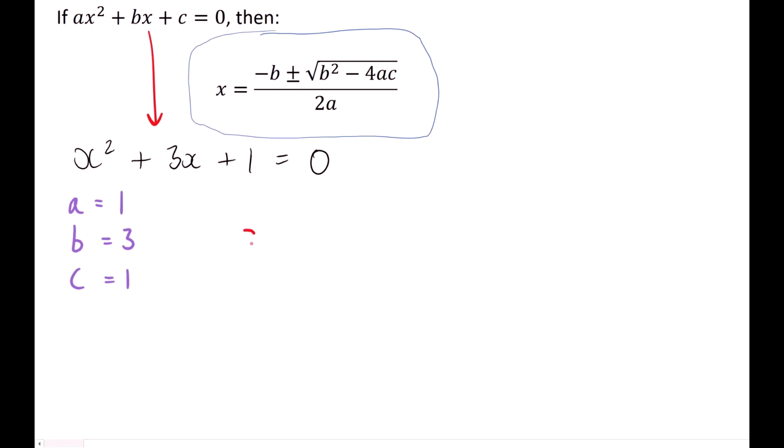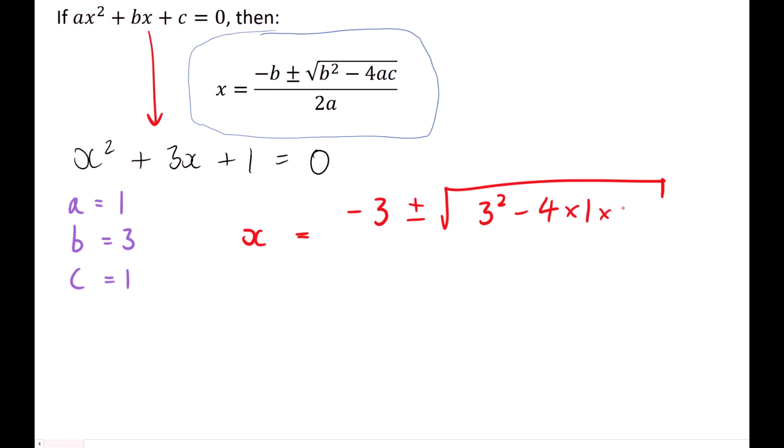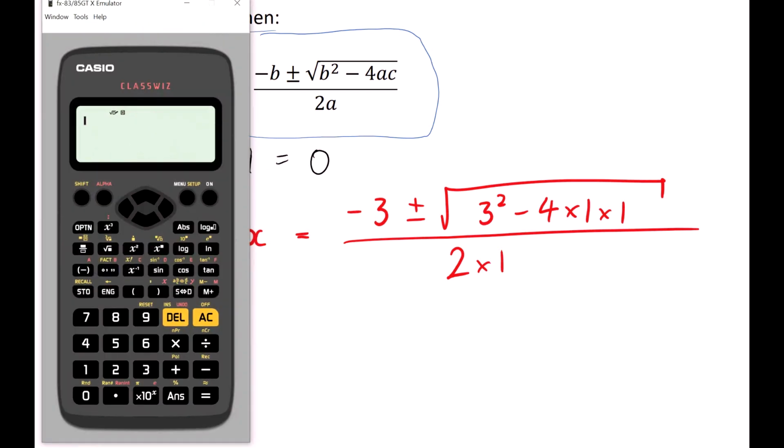Now all I'm going to do is plug that information into the quadratic formula. So x equals minus b becomes minus 3, plus or minus the square root of b squared, so 3 squared, minus 4ac, so that means minus 4 times a, which is 1, times c, which is also 1, all over 2 lots of a, so 2 times 1. Again, put this in your calculator, make sure you do include those times signs. And to be fair, that's all we need to do. There's no sense to do any more maths than that unless you have to. We'll come to that in a bit, and we can plug that straight into our calculator.